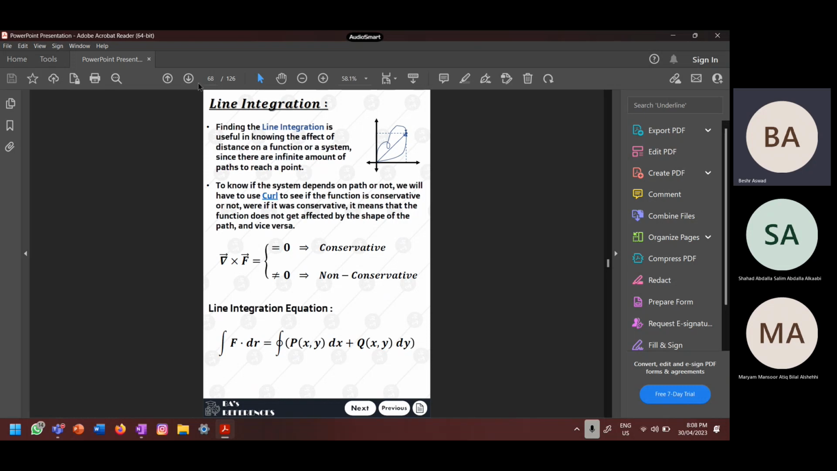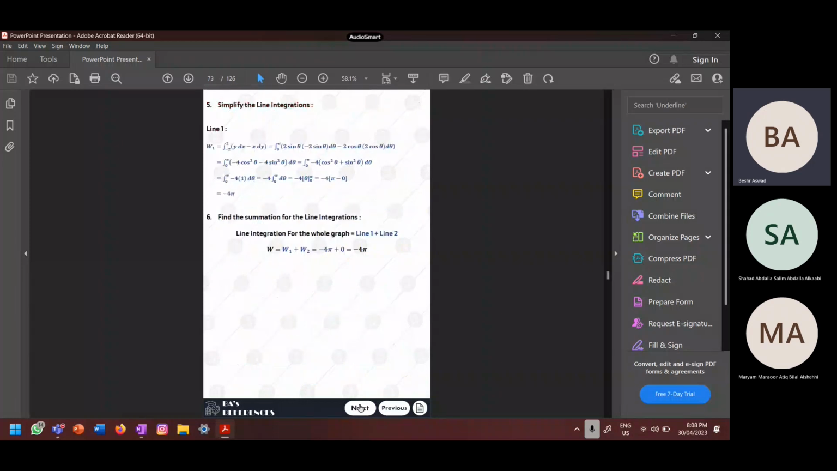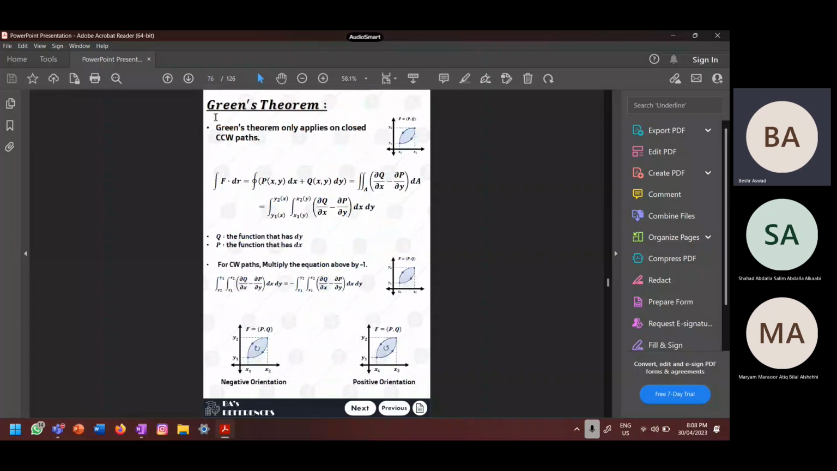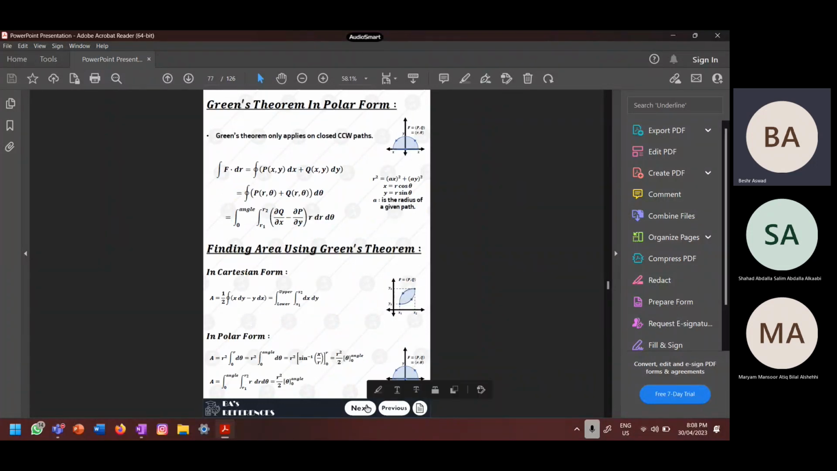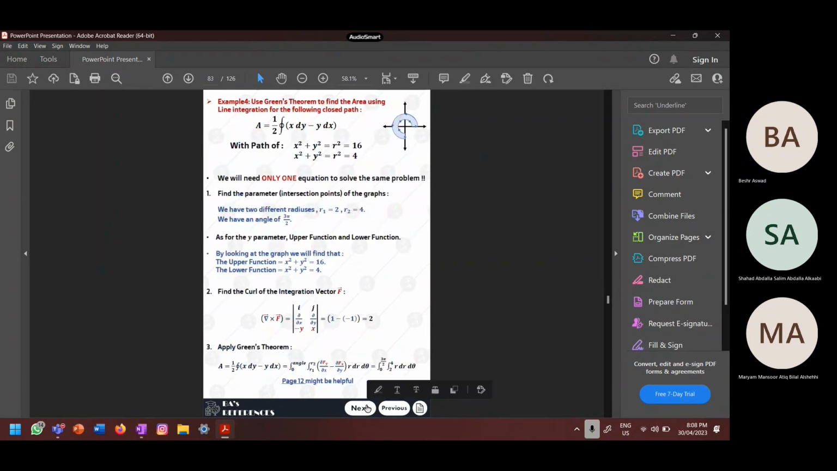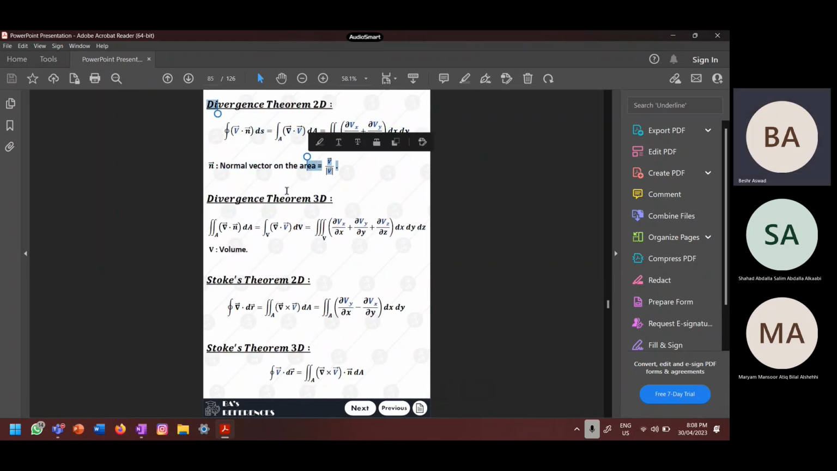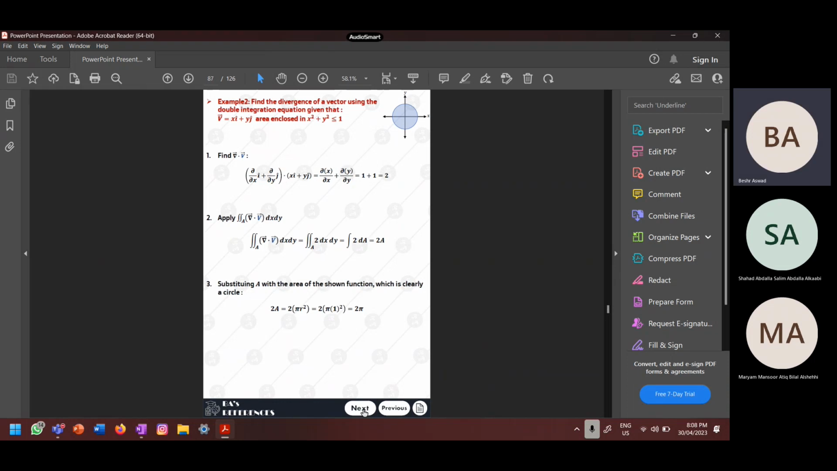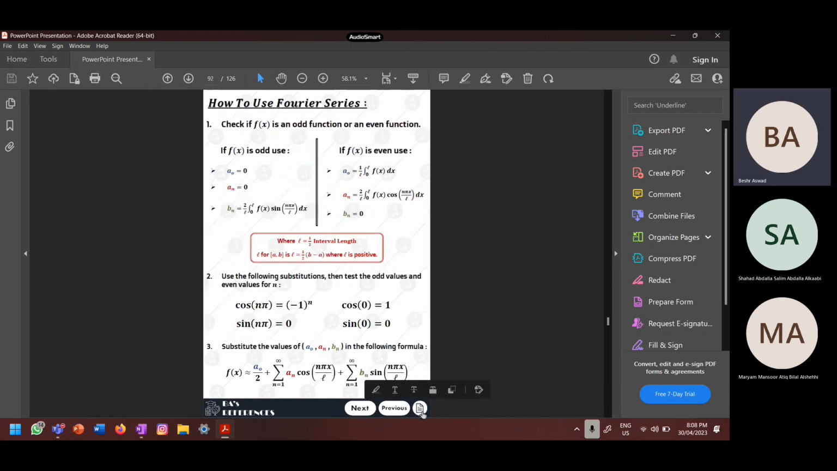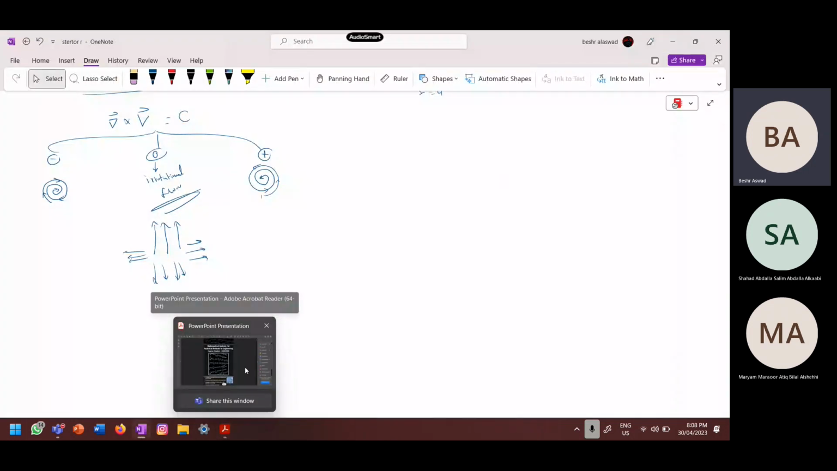In the next tutorial, we will have line integration, and for polar functions, the same thing. We're going to solve some examples and prove line integration with Green's theorem. Again, we'll also do Cartesian and polar integration. Finally, we'll reach divergence, 2D and 3D, then Stokes' theorem. You can say that this is most of our work, and after these 2 or 3 tutorials, our material is done.